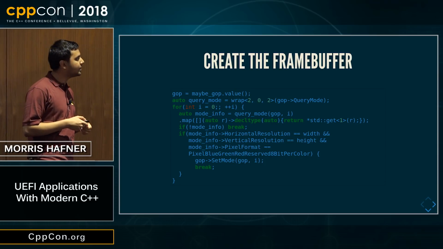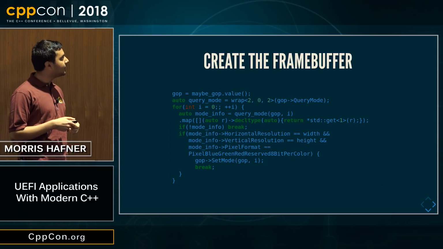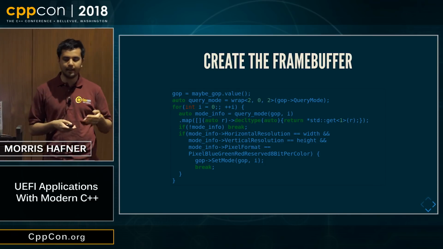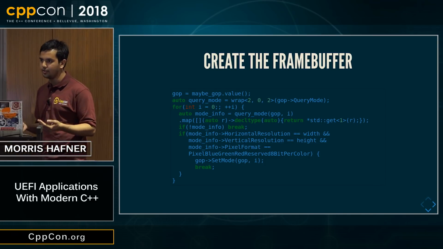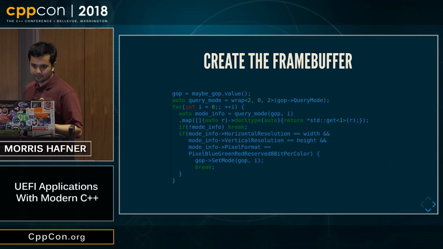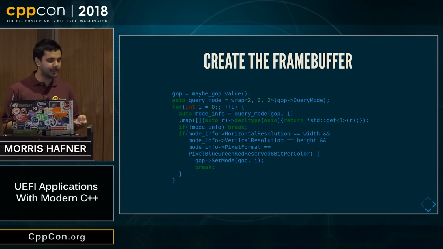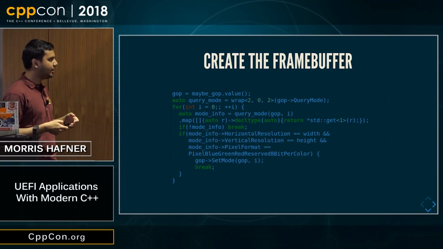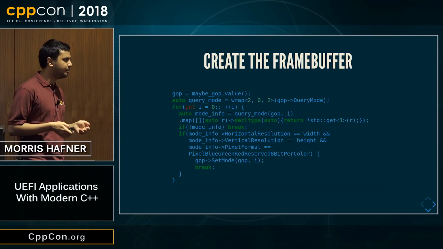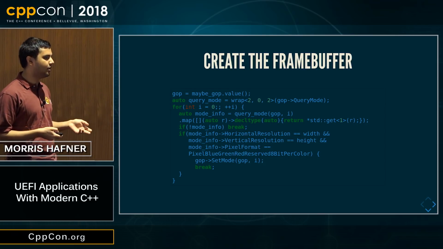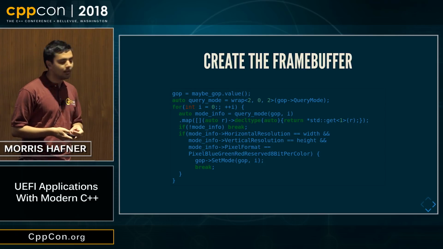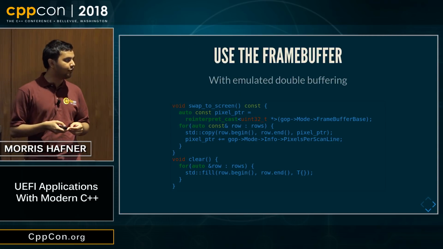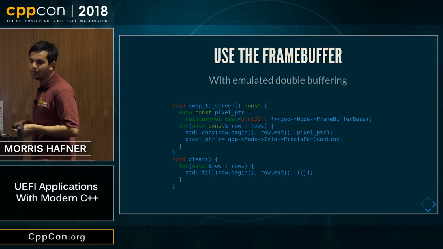Okay, so with our graphics output protocol instance, we can create a frame buffer, which is just iterating over the available modes, so different resolutions, different color depths, and so on. In my code, I just chose a very specific resolution that is pretty much available in every system. If it doesn't work, tough luck, I just exit. And yeah, we created our frame buffer. We can actually draw to the screen now.